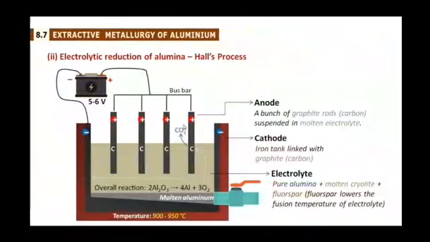Oxygen will move towards the anode. As the anode is made of carbon, oxygen combines with carbon to form carbon dioxide gas and gets liberated. Now we have separated aluminium from alumina using Hall's process.